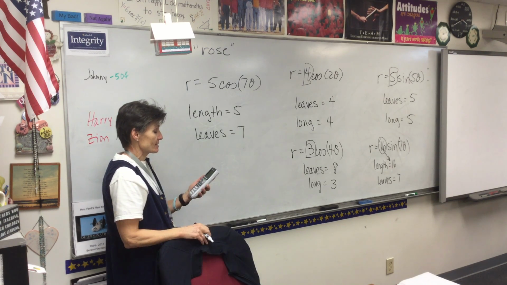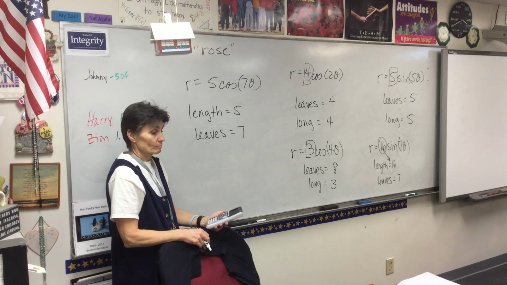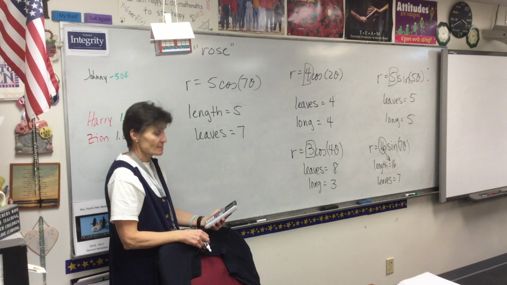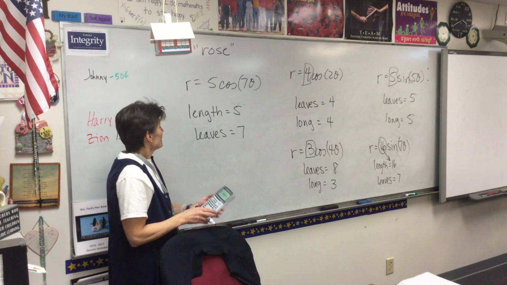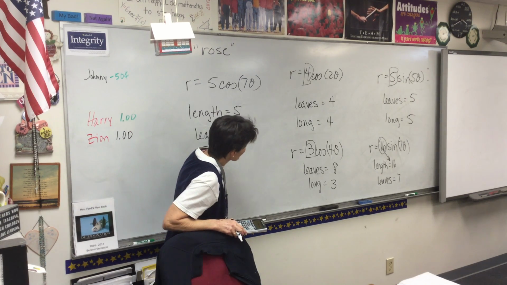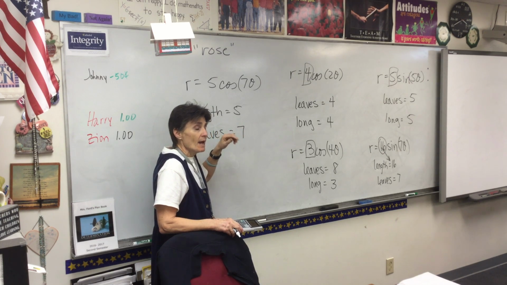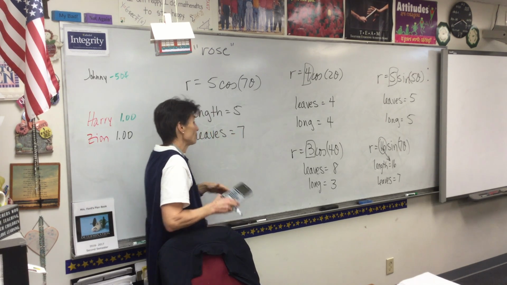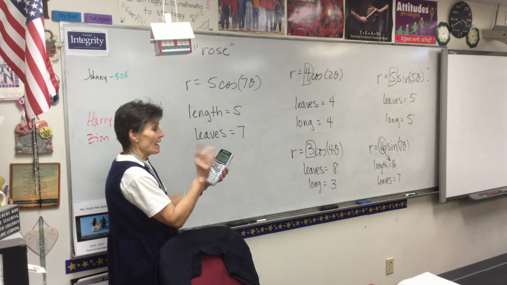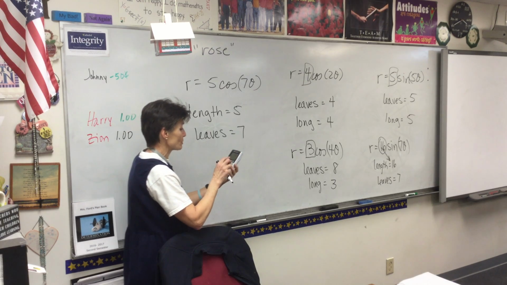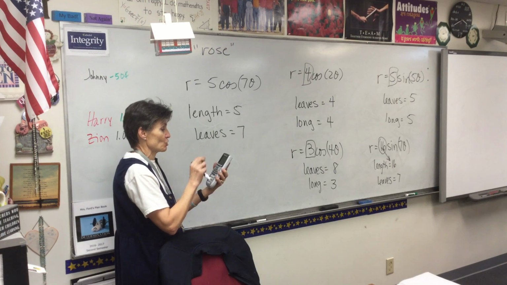This was your hypothesis, not mine. Were you right? You got 7 leaves, and they're 5 units long. Now, for some reason, all my examples just about were cosines. I did one sine. I want you to see that that doesn't make any difference. So take a good look at that picture that you just graphed, and then go back and change the cosine to a sine and see if it's still the same picture.